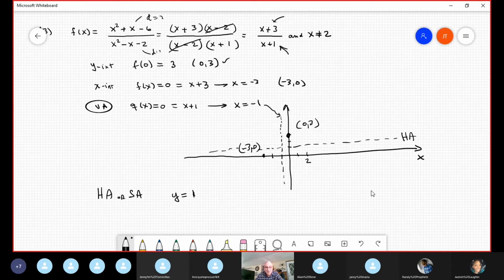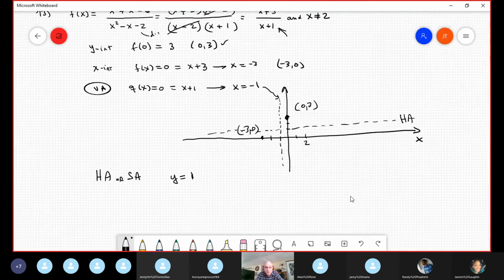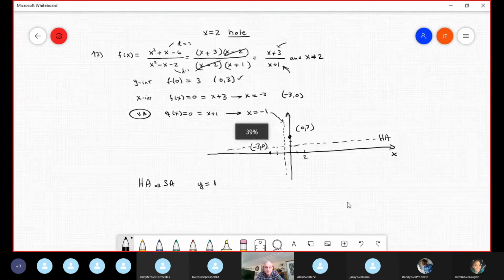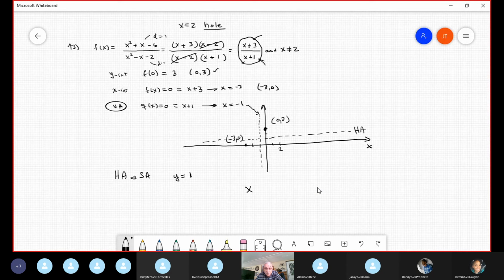Always, okay, I have horizontal or slant, I try to investigate if the curve crosses or not the horizontal. Therefore, I take the simplified way, which is x plus 3 over x plus 1. We can do them both, no? And enforce it to be equal 1. Investigate if one value of the x satisfies this equation or not.